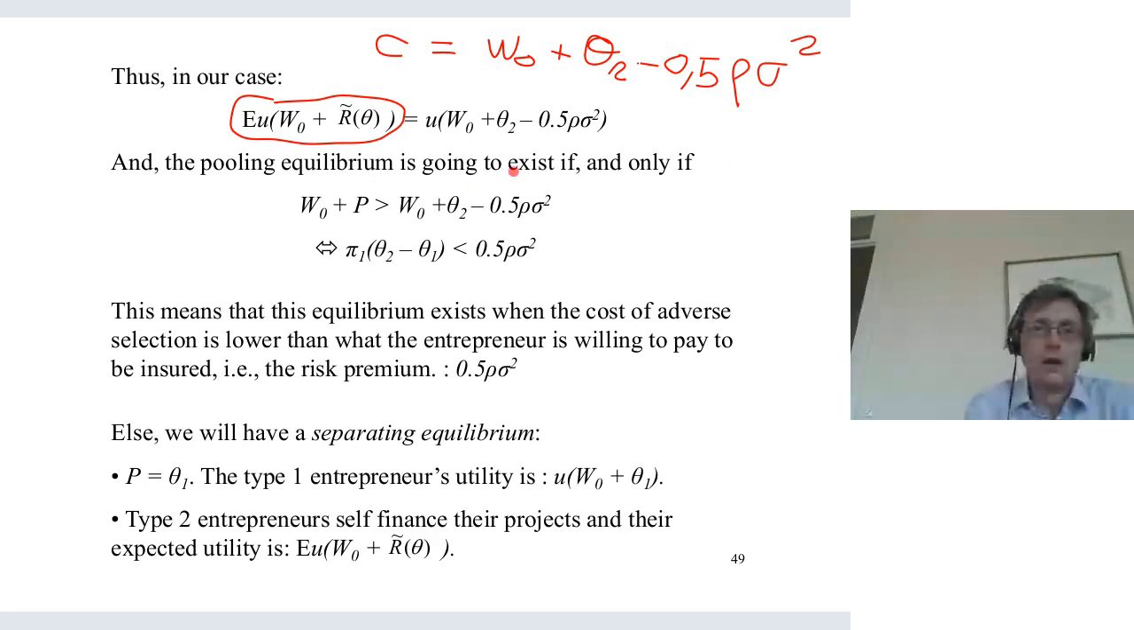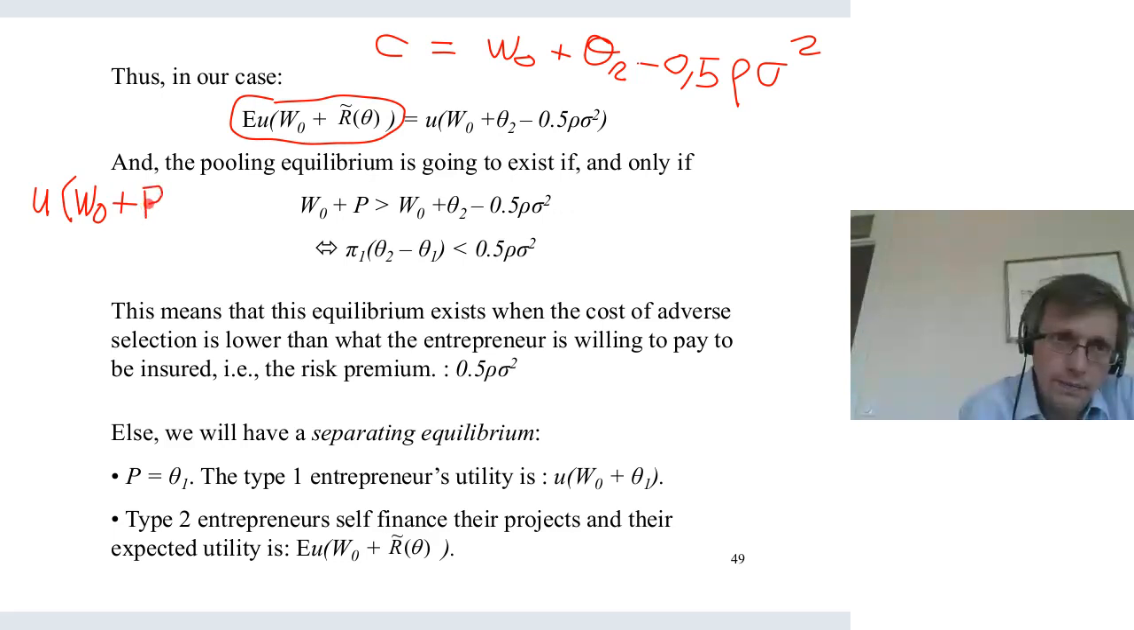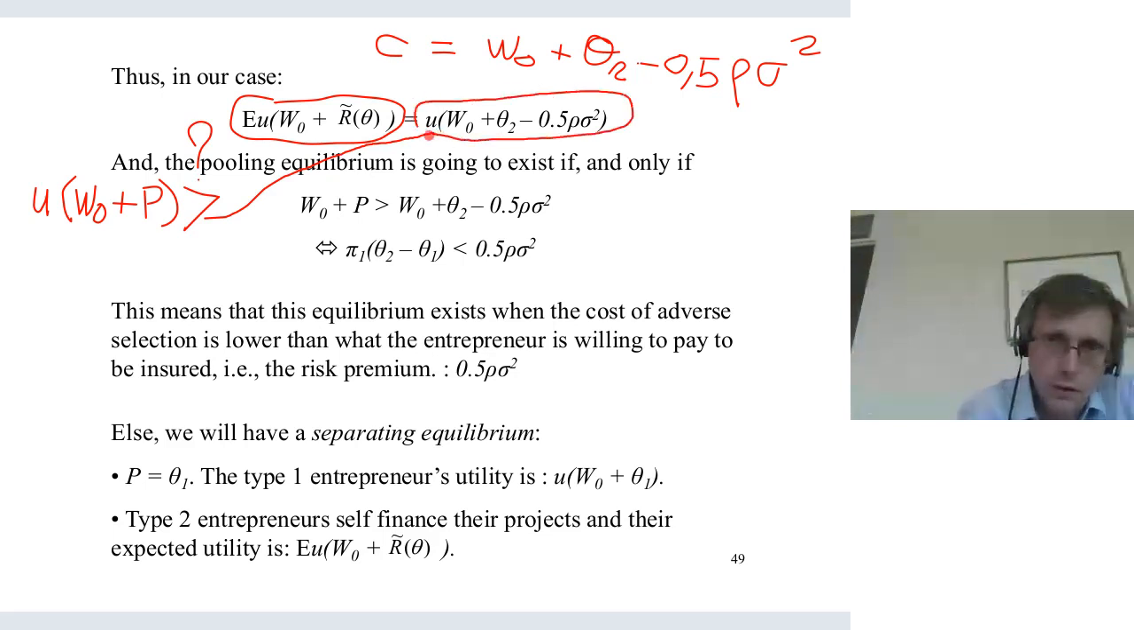And now what we have to compare is the utility of W0 plus P. Is it higher than this utility? But remember that U is a strictly increasing function. So this inequality is going to be satisfied if and only if the arguments between brackets are strictly higher. And this is what is written here.